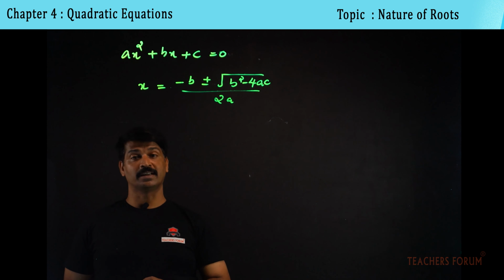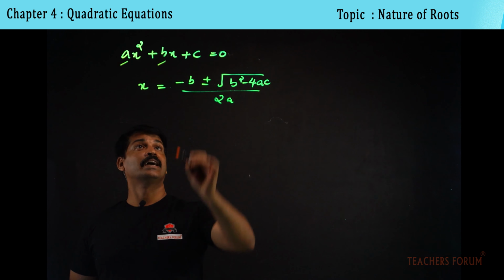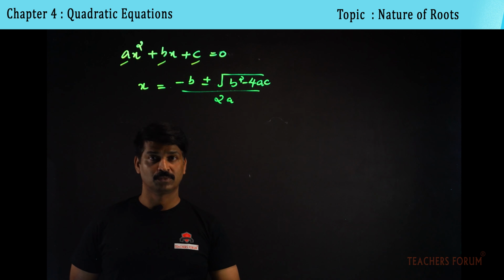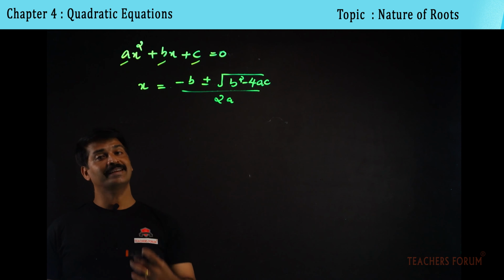You know what are a, b and c here. What is a? A is the coefficient of x square. B is the coefficient of x and c is the constant term. So if you are given a quadratic equation, you can find the roots or zeros of this quadratic equation using this quadratic formula, x equals minus b plus or minus square root of b square minus 4ac by 2a. This is known as the quadratic formula.